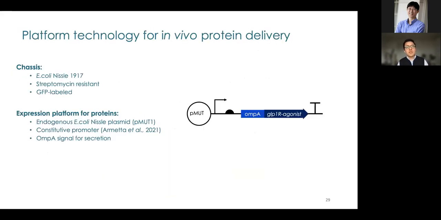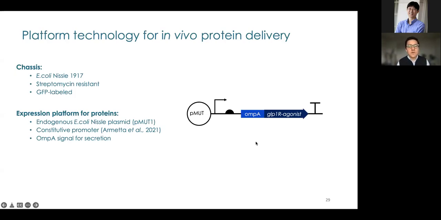So for that, we constructed a strain, an E. coli Nissle strain. This is a probiotic strain that has been used for over 100 years. We made it streptomycin resistant so that we can use this antibiotic in the mice, so that we can create a niche so that it can colonize. We also tagged it with GFP so that we can easily find it when we're counting the colonies.